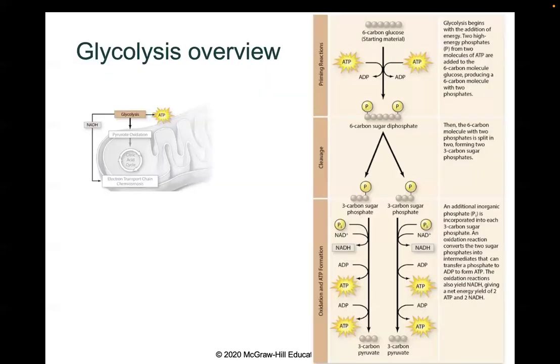So glycolysis, as I said, is a 10-step reaction that you can divide into 3 steps. The first step is called the priming reaction. This is indicating to your cell, hey, this glucose molecule, I want to break it down.